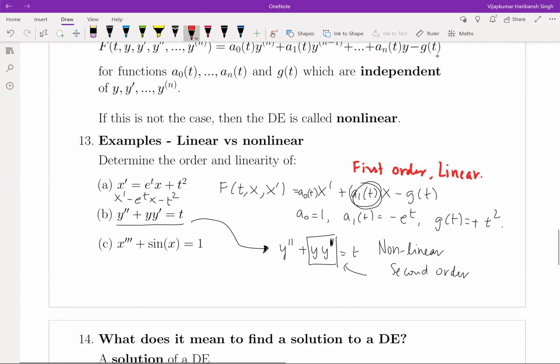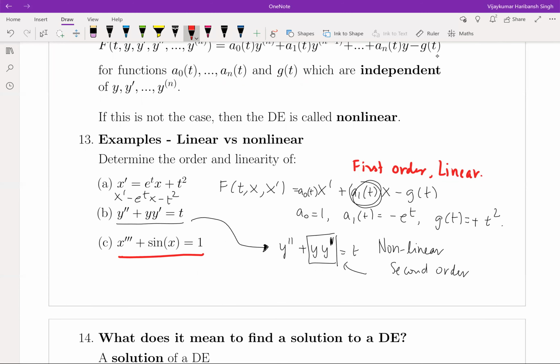Third one. So let's see. Here we have the third order. Is it linear? Now think about it. If it just had x, it was okay. But instead of that, it has a sine x. This is a non-linear function of x, right? Therefore, it is a third order non-linear differential equation.